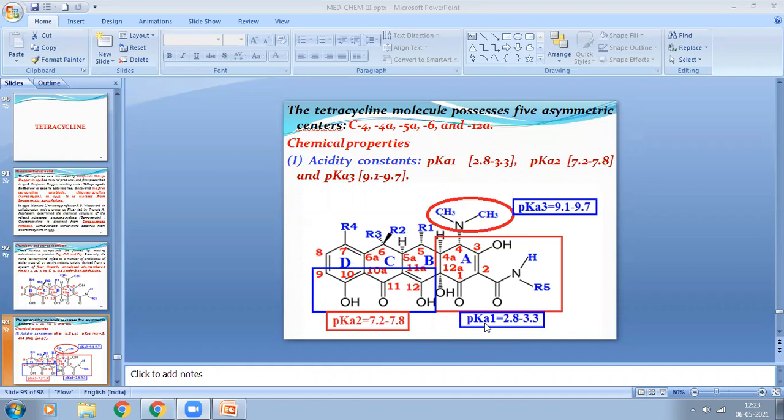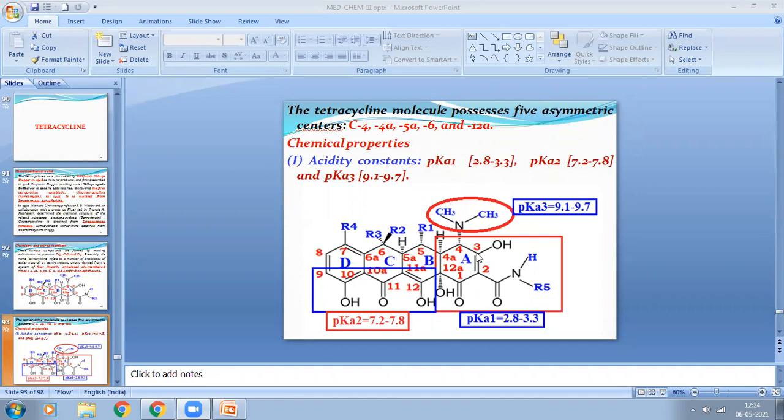pKa1 means 2.8 to 3.3. So why does it show this? This pKa value ranges between 2.8 to 3.3. This pK value is derived due to the conjugated trione system between C1 and C3. You see, C1 and C3. Here C1 has a double bond, here another double bond. So this is mainly due to C1 to C3.